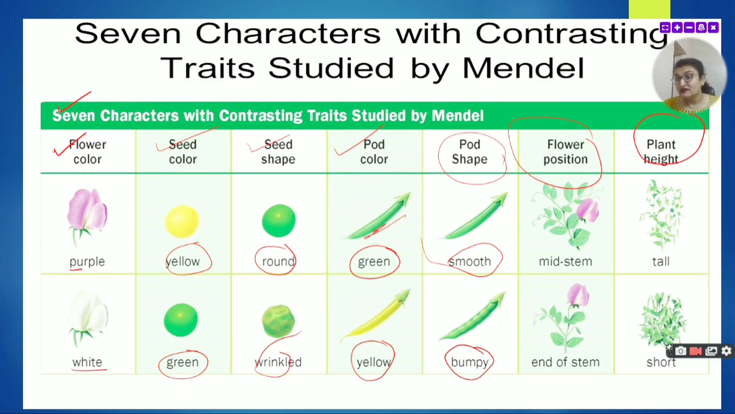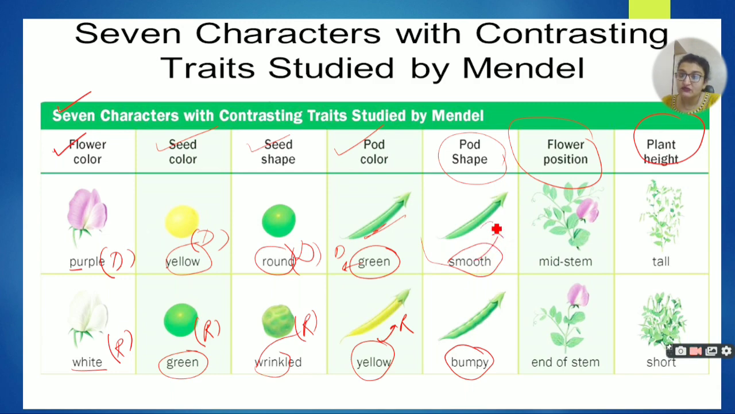Now, out of these, we have to keep in mind which one is the dominating one and which one is the recessive one. In that case, when we talk about the flower color first, purple is the dominating character and white is the recessive character. When we talk about the seed color, yellow is the dominating one and green is the recessive one. When we talk about the seed shape, similarly, round is the dominating one and wrinkled is the recessive one. Pod color, the green one is the dominating one, whereas the yellow one is the recessive. All these, the ones at the top, are the dominating ones.